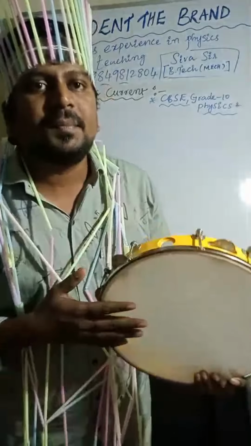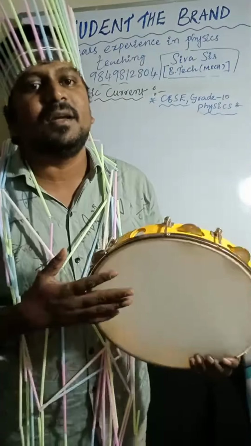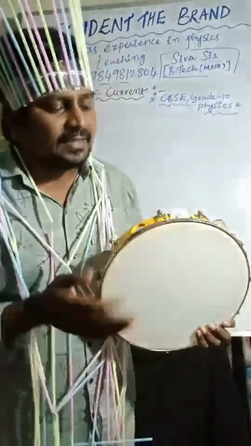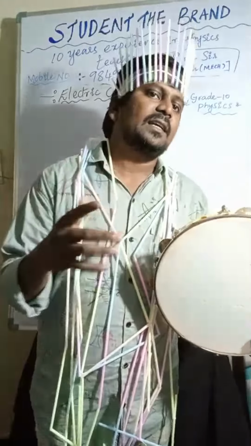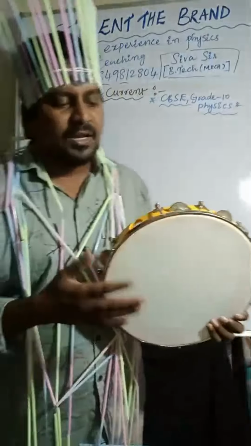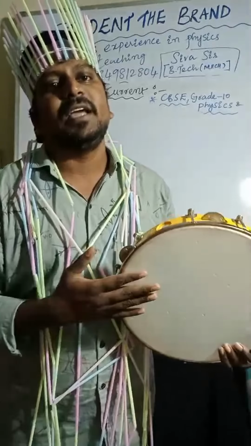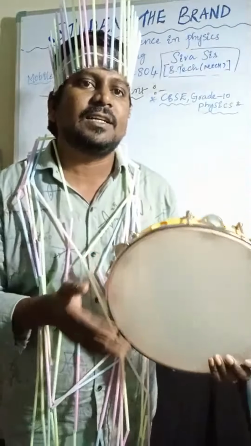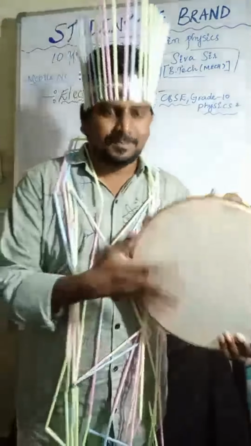Hypermetropia. Far distance we can see, near distance we cannot see. For that correction, we are using a convex lens.